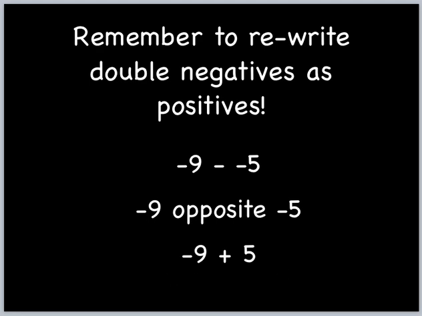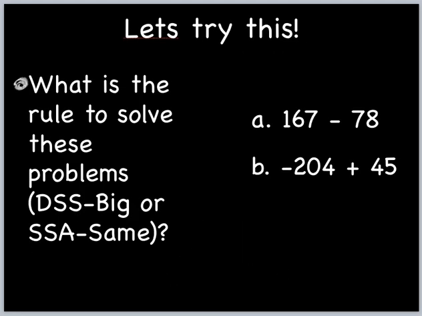Next is trying out this one. Decide whether this is DSS big or SSA same. Look at the examples. 167 is positive. You subtract 78. When you say subtraction, that means you are going to the opposite side. That is negative 78. You're taking away 78 spaces. You're moving to the left 78 spaces from 167. Therefore, it is DSS big.